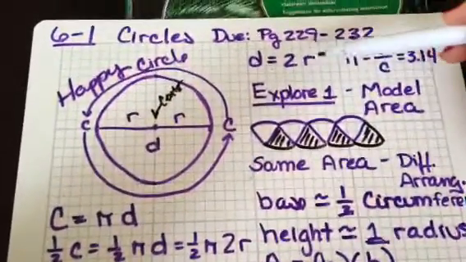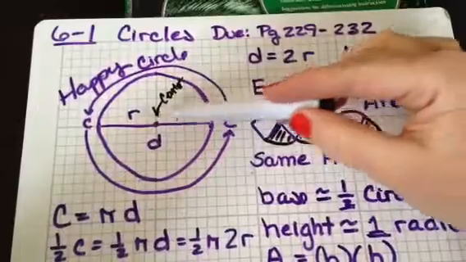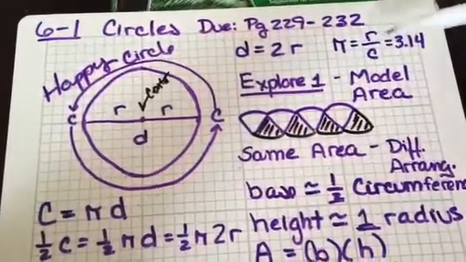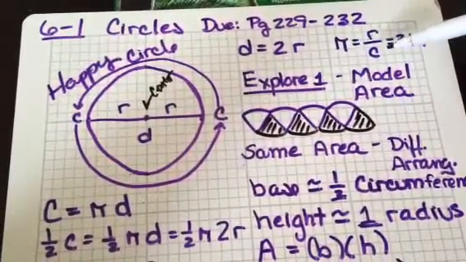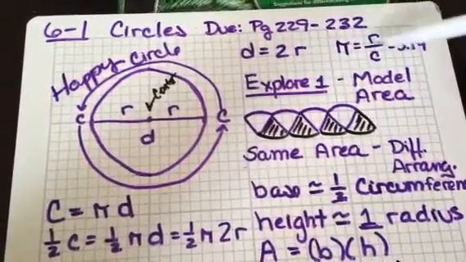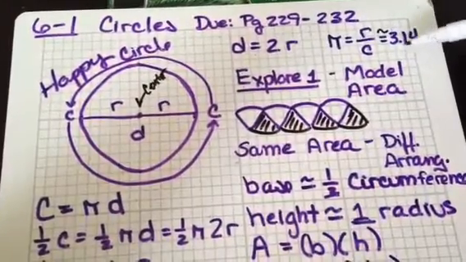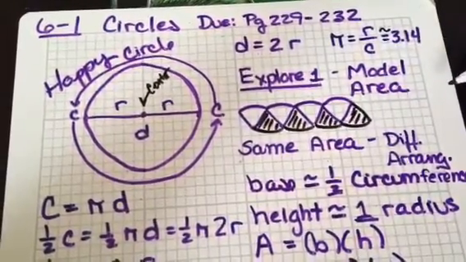So I just wrote those down over here. Diameter is equal to 2 times the radius. That's what we see here with our happy circle. Now the ratio of the circumference over the diameter is pi, is what we call this. And the number that we will use is an approximation, and that is 3.14.